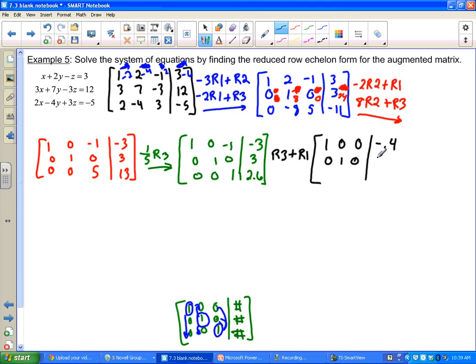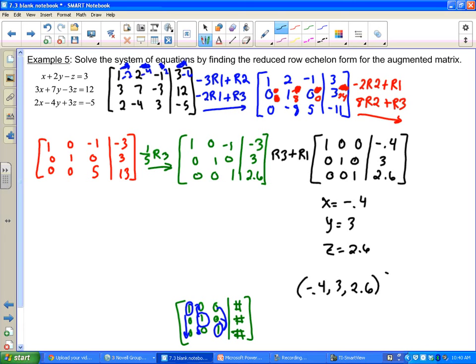My other rows stayed the same as what they were. And because this is in reduced row echelon form, look, the only thing that has a value over here is my x. This is saying x equals negative 0.4. This is saying that y for the middle row equals 3, and z for my last row is 2.6. So this is the point negative 0.4, 3, 2.6.